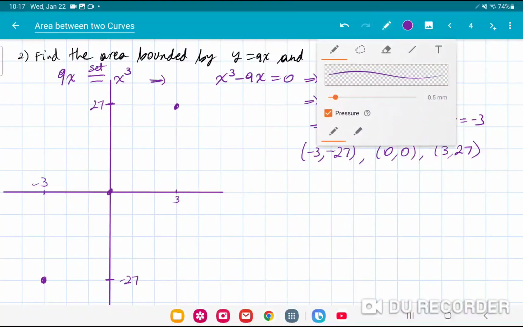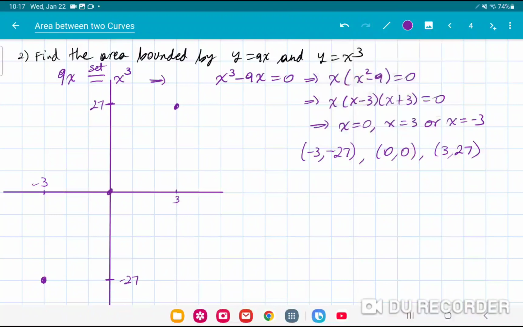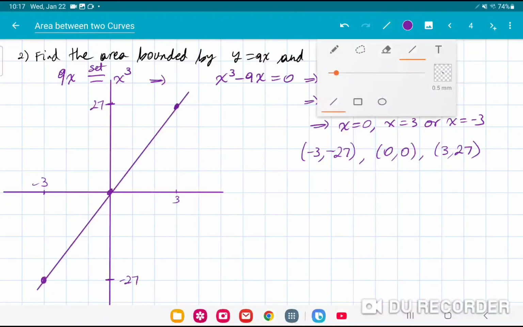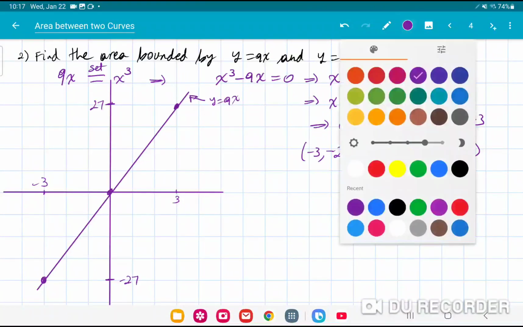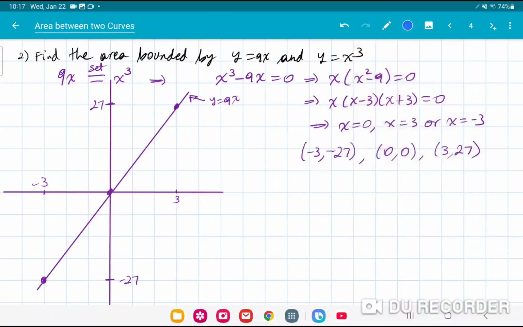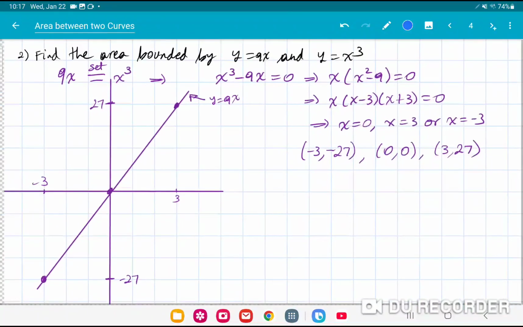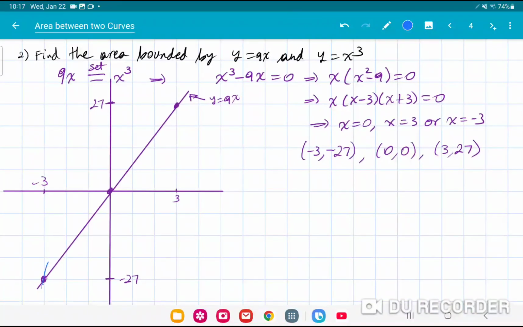Now, y equals 9x is a linear function. So that should be y equals 9x. And y equals x cubed goes like so.